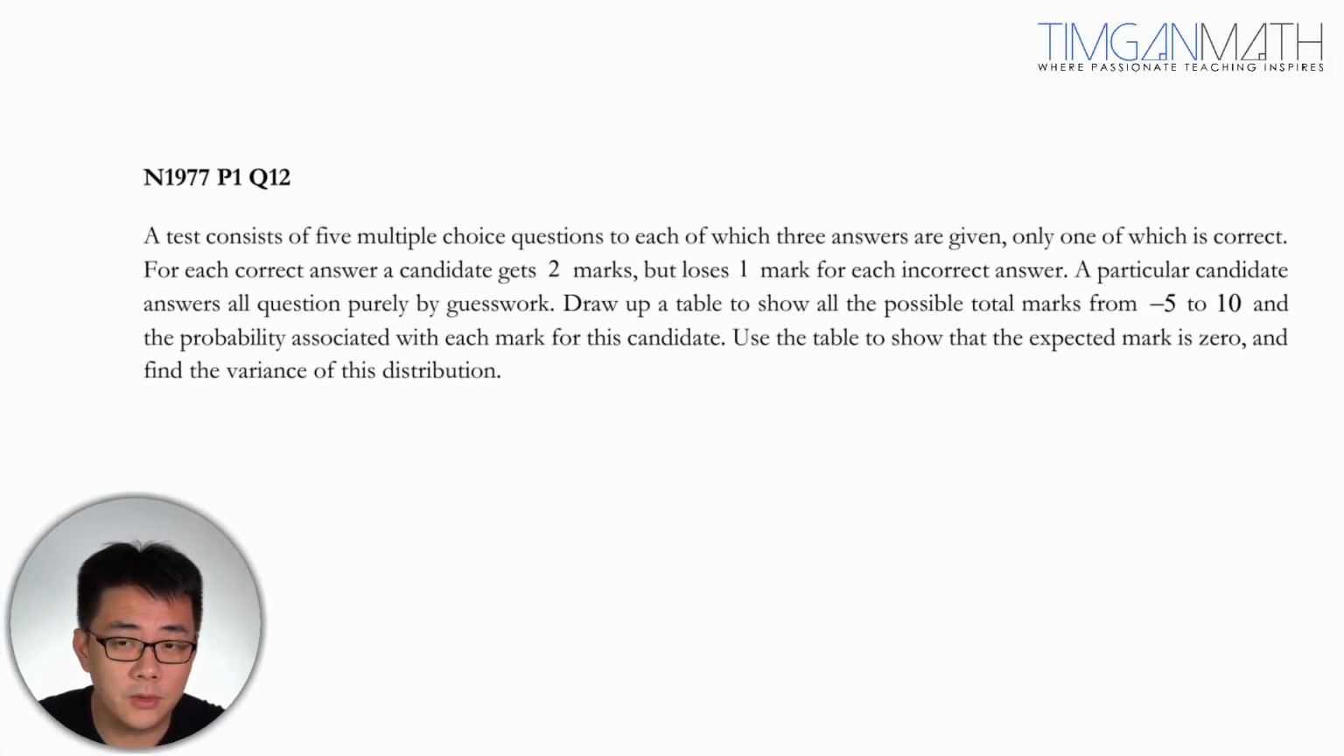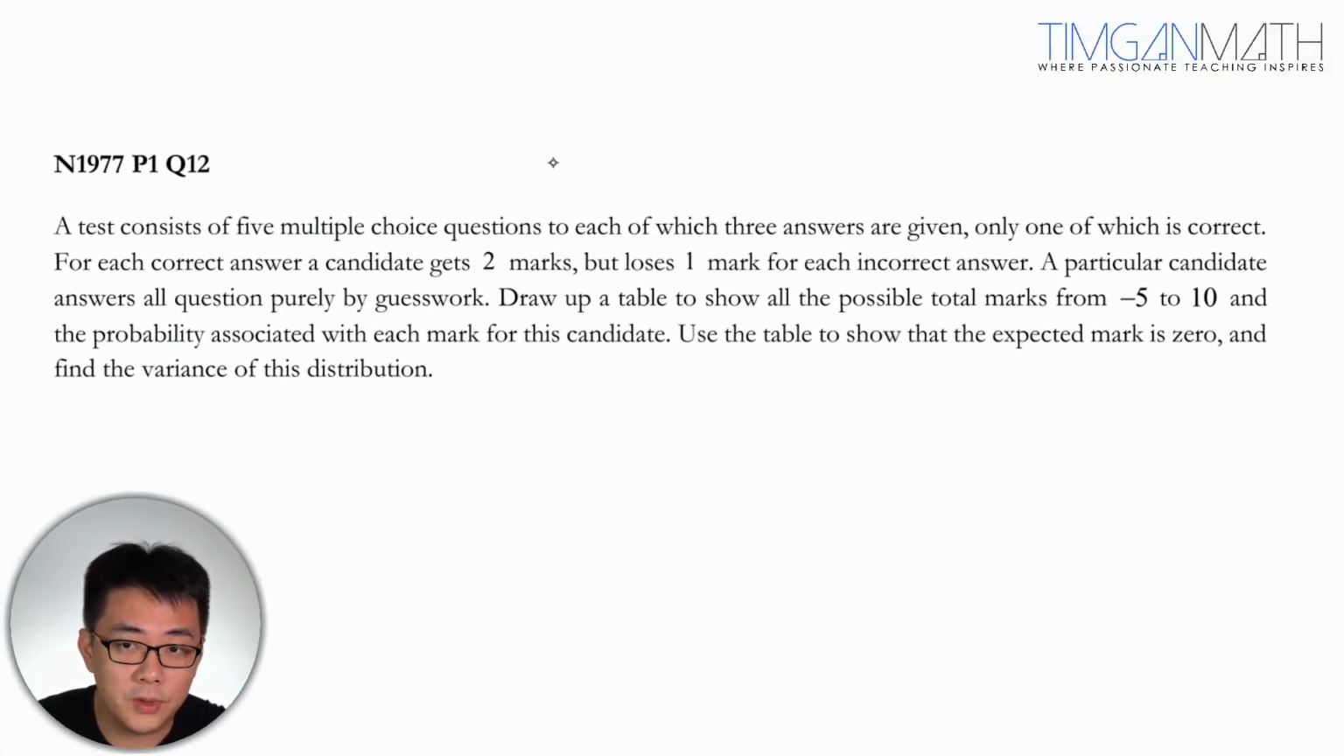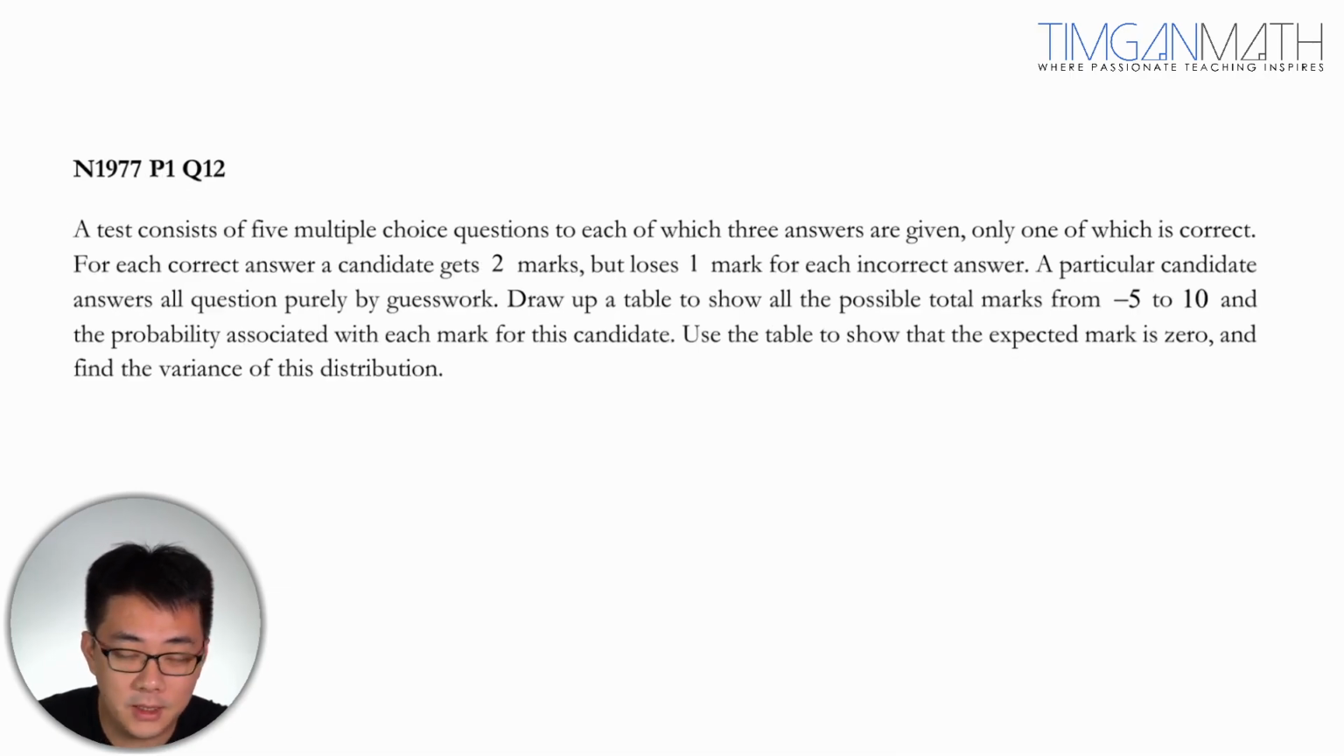So let's look at this question here, which is on discrete random variable. This question was taken from A level, the year 1977 paper on question 12. Let's see if I can do this proficiently.